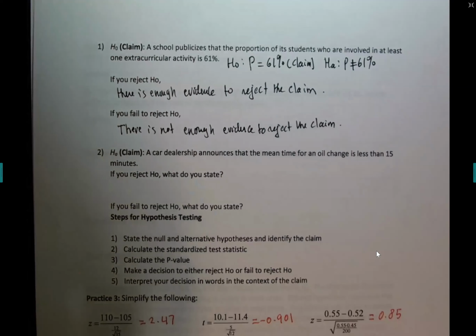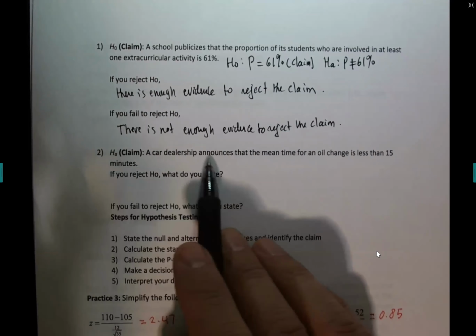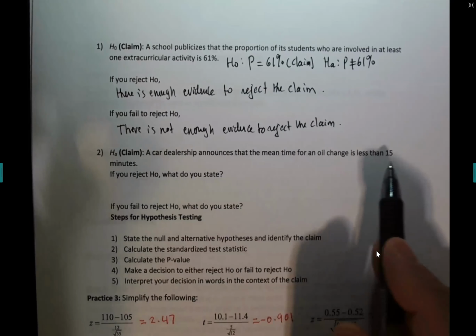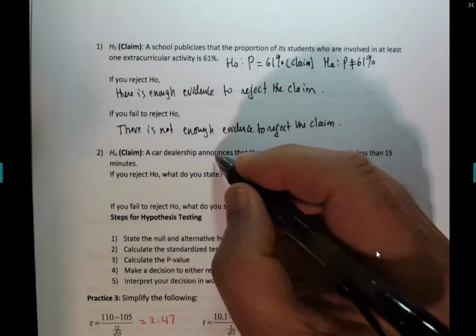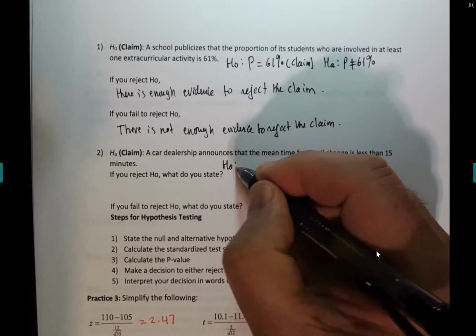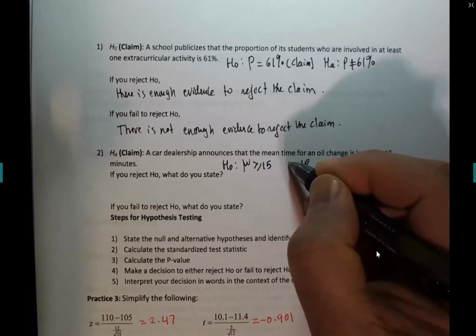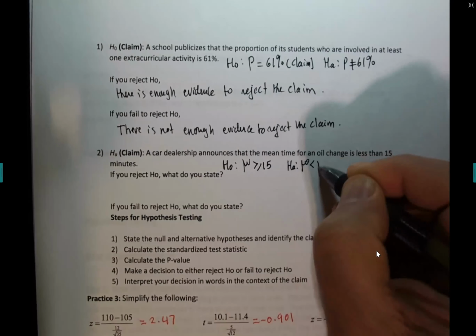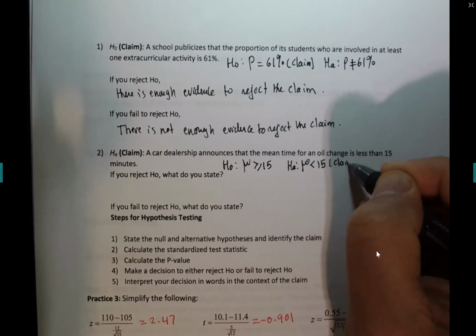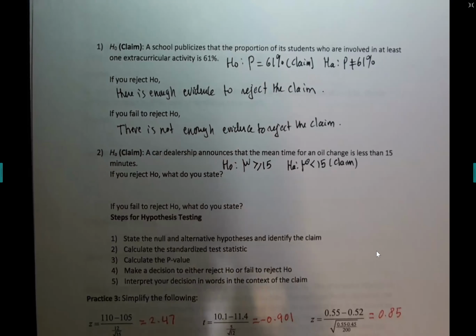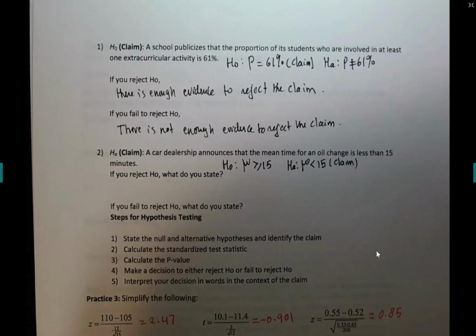Okay, here, number 2. A car dealership announced that the mean time for an oil change is less than 15 minutes. H0 is greater than or equal to 15. HA, mean is less than 15, and that's the claim. Now look, the claim is in HA, so we have to use the word support. Don't use the word reject anymore.